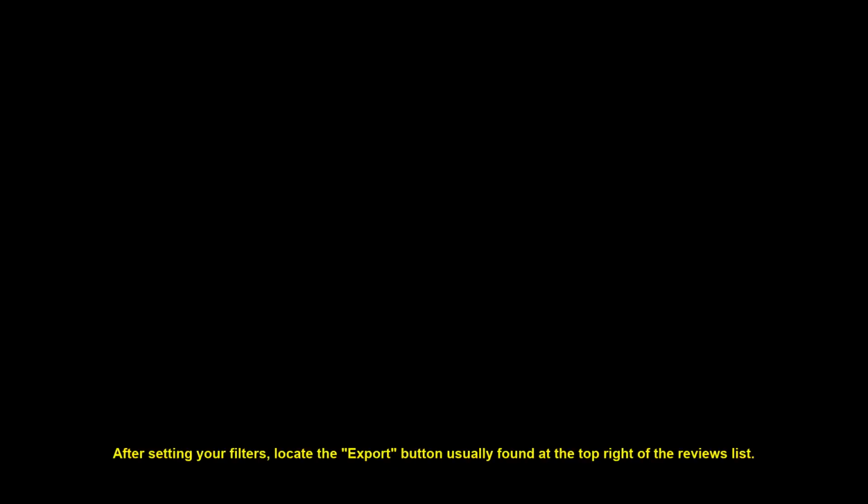After setting your filters, locate the export button usually found at the top right of the reviews list. Click on the export button to initiate the download process. Select your preferred file format for exporting, such as CSV or Excel. Once you've made your selection, confirm the download to start the export process.